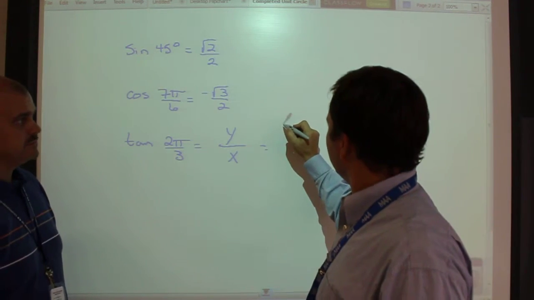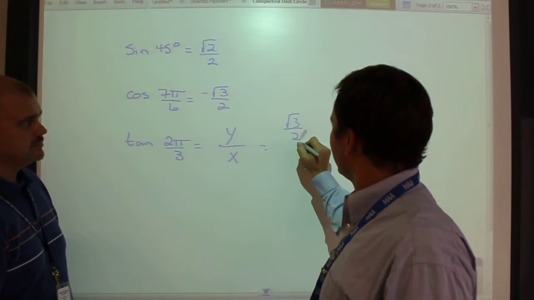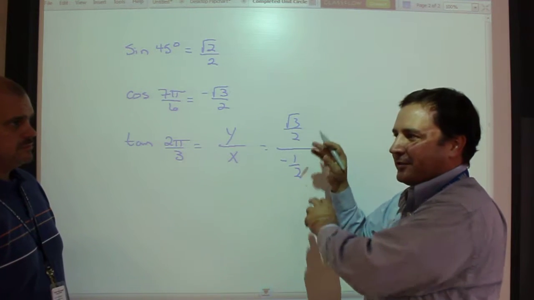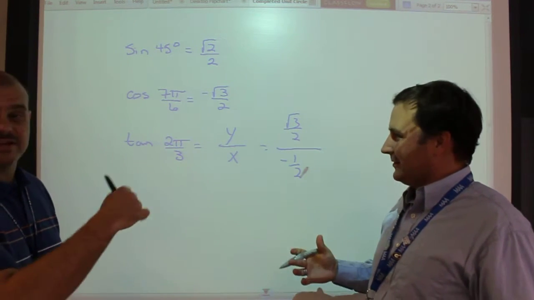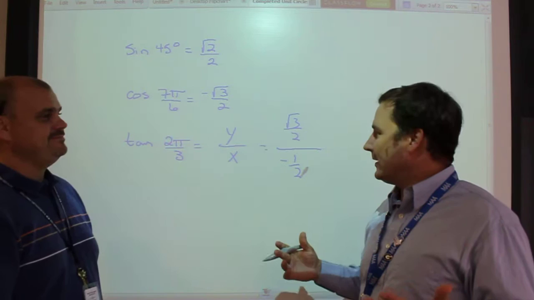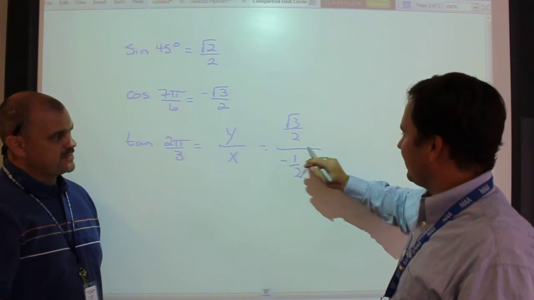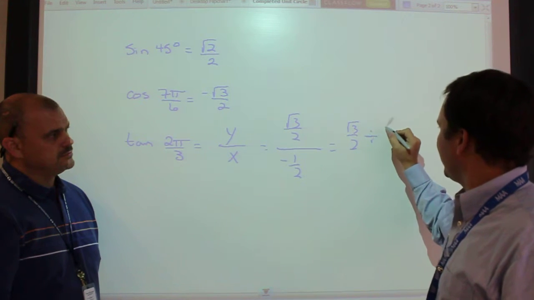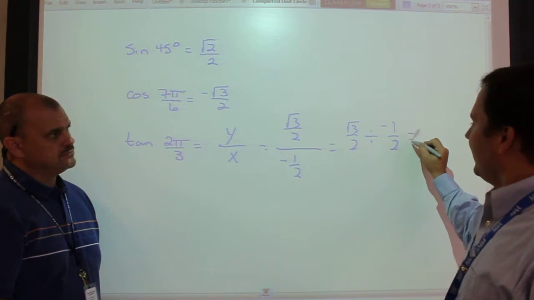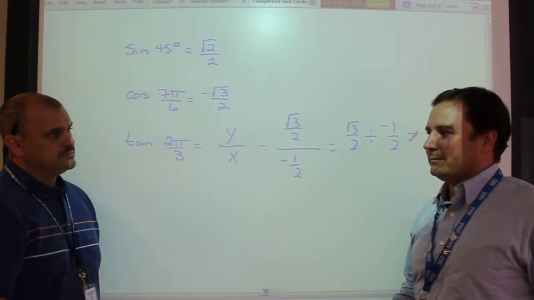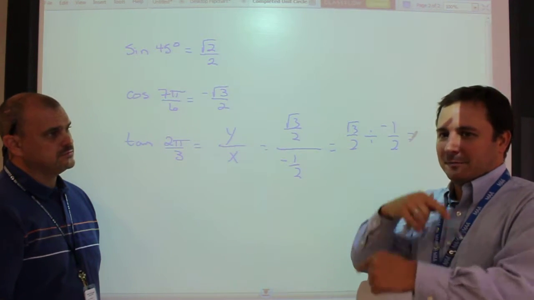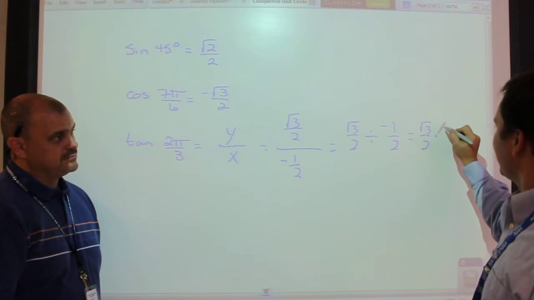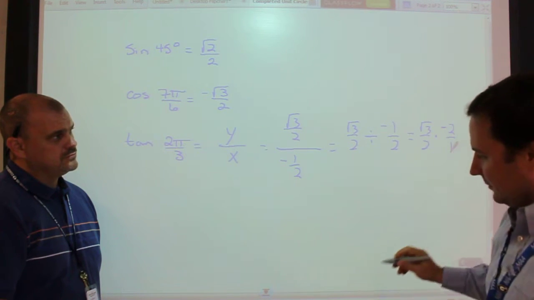So I've got root 3 over 2 over negative 1/2. I've got a fraction of fractions. Complex fraction. Sorry, it's merely division. This divided by this. Divided by negative 1/2. And to divide by a fraction, we multiply by its reciprocal. Multiply by negative 2 over 1.